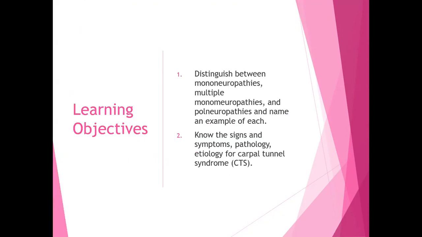So the learning objectives for this is we're going to talk about different types of neuropathies: mononeuropathies, multiple mononeuropathies, and polyneuropathies. And we're going to talk about examples of each one. We're going to talk specifically about carpal tunnel syndrome, which is a mononeuropathy, and the signs, symptoms, pathology, etiology, and the treatment. Fun, right?